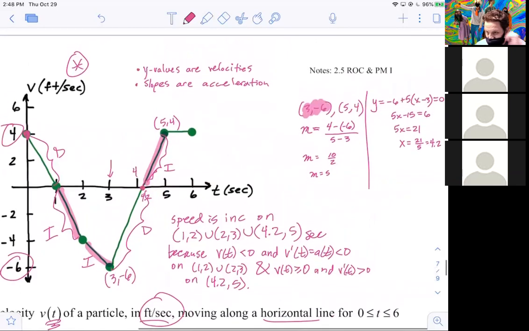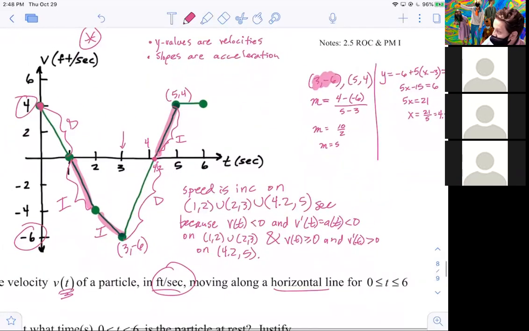So again, you're not necessarily going to have to find all the intervals on a free response because they realize that's a lot of writing. So they might just say, on the interval from 1 to 2, is the speed of the particle increasing or decreasing? And so you'd say, oh, the speed is increasing because v of t is less than 0 and v prime of t is less than 0.